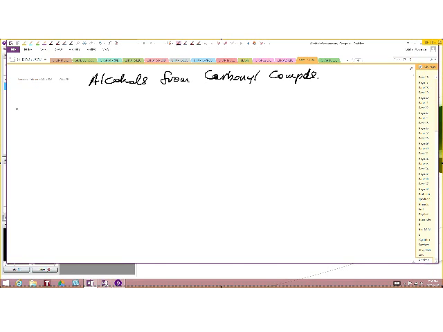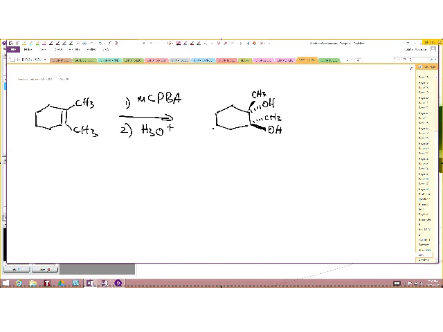Yes. Say what? Is there any reason? Okay. Okay, yeah. This one here. Why will this reagent add trans? Okay.